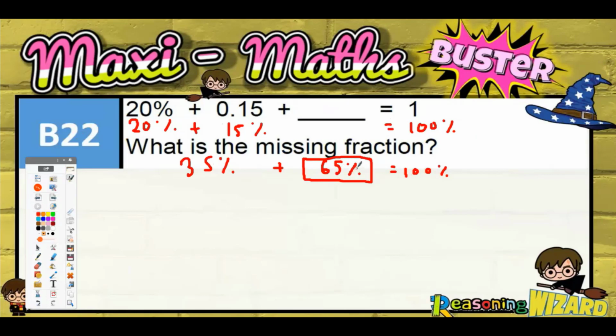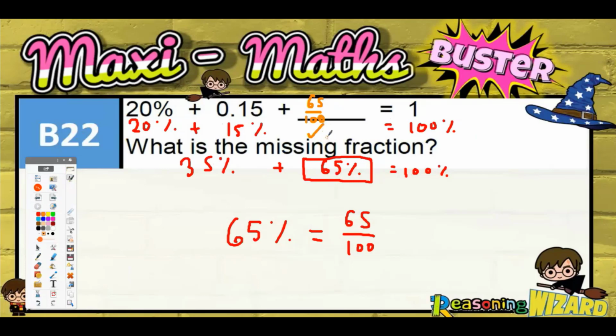But the problem is, it doesn't say what's the missing percentage, it says what's the missing fraction. So we know it's 65%. So what's that as a fraction? Well, percentage is out of 100, so 65% is 65 out of 100. So that could be one answer that could go in here. So we could write 65 out of 100. And that would be marked correct. But if we're being really smart, we could actually simplify it.